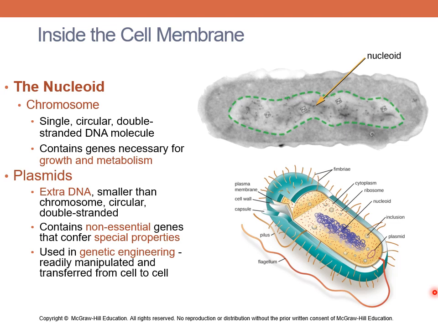They contain non-essential genes, and as mentioned before, they confer special properties onto the organisms, like antibiotic resistance. Plasmids are used in genetic engineering because of their small size. They are very easy to manipulate and quickly transferred from cell to cell. Plasmids are not associated with the nucleoid. You see, they are outside of the nucleoid.